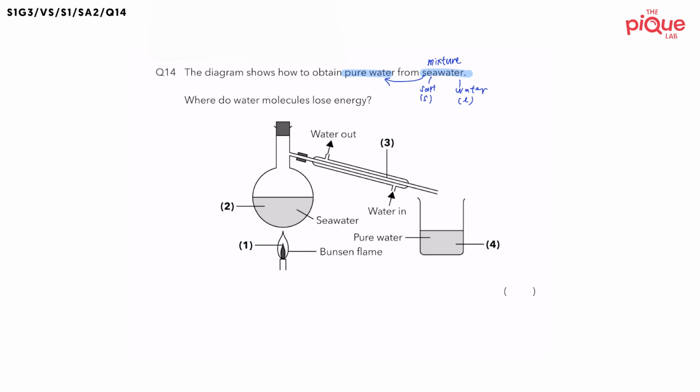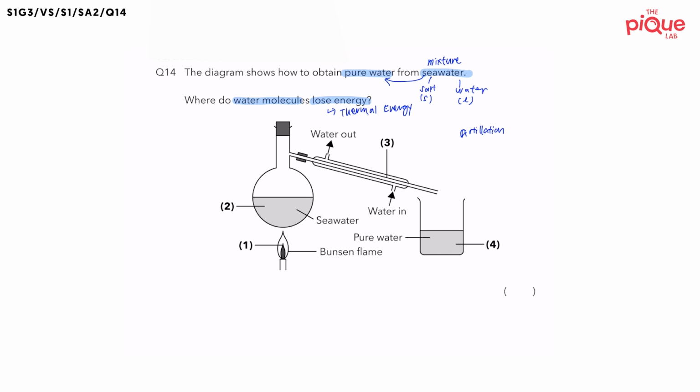But what physical separation technique are we looking at over here? This is a distillation setup. The question is asking, where do water molecules lose energy? What form of energy do you think that this question is referring to? If we remember what we have learned in primary school, you might remember the 7 key heat processes, such as evaporation, condensation, freezing, and boiling. In this case, water gaining or losing heat might be referring to thermal energy.